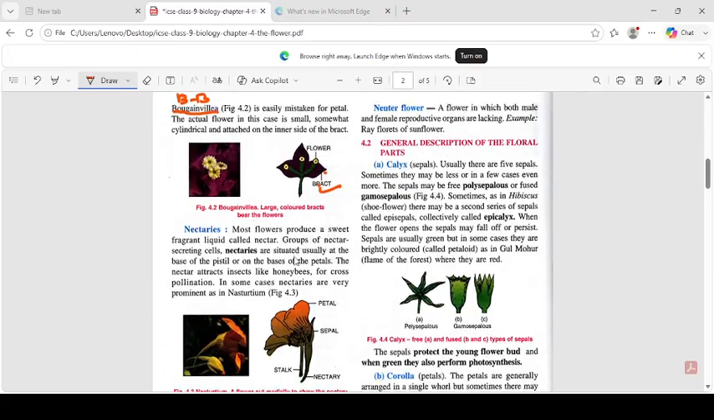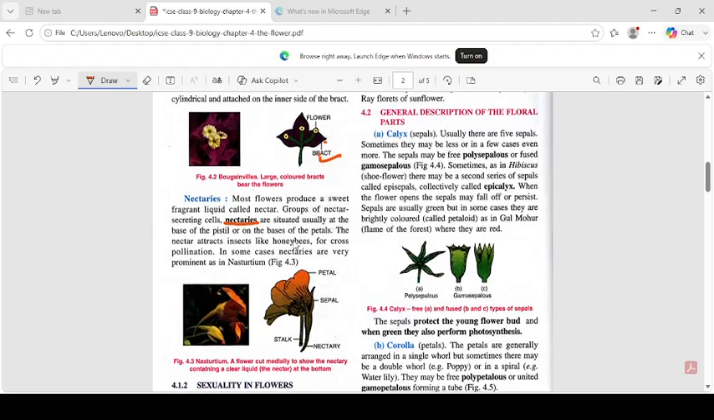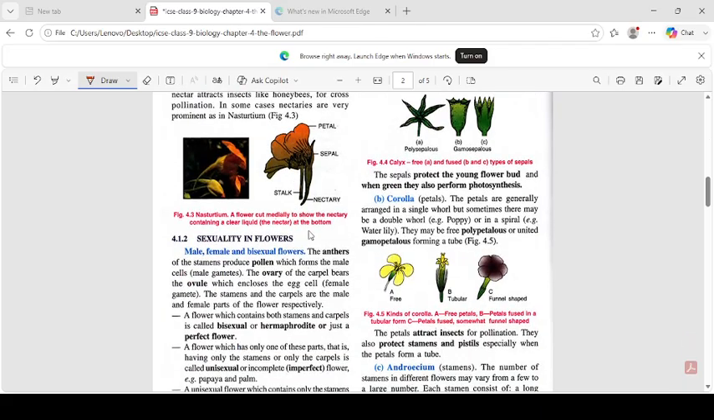Next definition is nectaries. It is found in case of insect pollinated flowers or entomophilous flowers. So those flowers which are producing nectar contain nectar producing glands at the base of the ovary or at the base of the petal. So these nectar producing glands are called nectaries, which release a sweet fragrant liquid called what? Nectar, attracting insects for pollination. So this was a little introduction about various additional structures found in the flower.